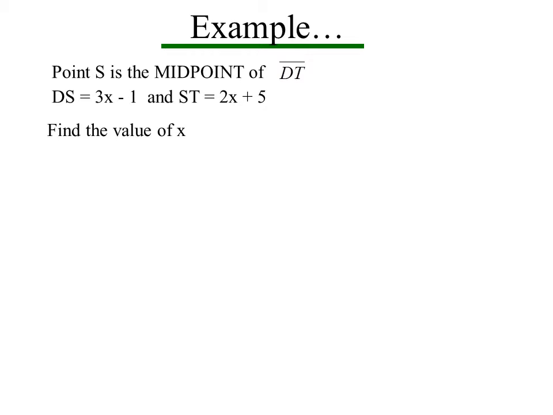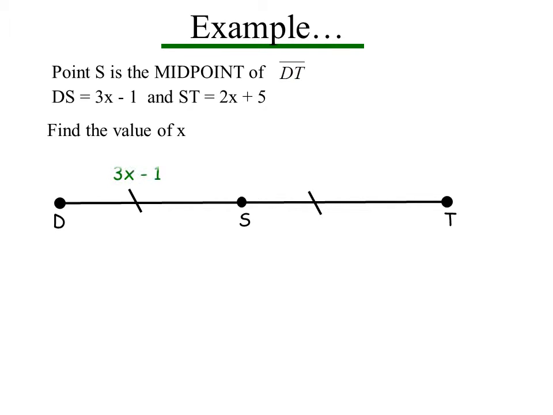Let's look at an example. Point S is the midpoint of DT. DS is 3x minus 1 and ST is 2x plus 5. Find the value of x. Let's draw a picture. Here's segment DT. But now I'm going to put point S is the midpoint. So now I am going to put it in the middle. And I'm going to show it's in the middle by marking these two segments congruent. So I know that DS has to be congruent to ST because S is the midpoint.